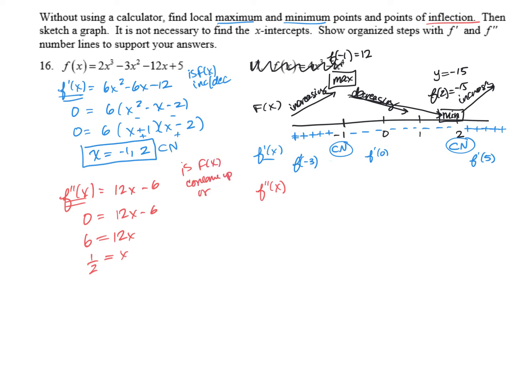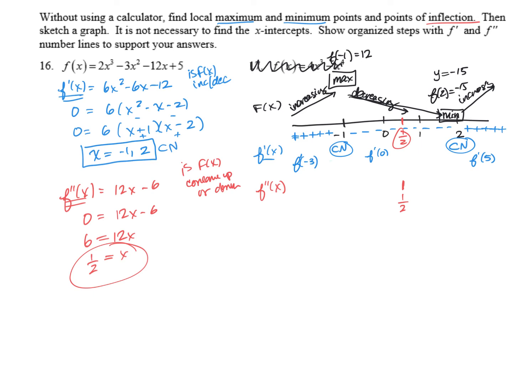Up or down? That's what we're finding out. Right now we have a possible inflection point at 1/2. I'm going to put it on this graph up here, because why not? It's right here at 1/2. So 1/2 is our possible inflection point, our critical value for the second derivative. 1/2 is going to be where the magic happens.